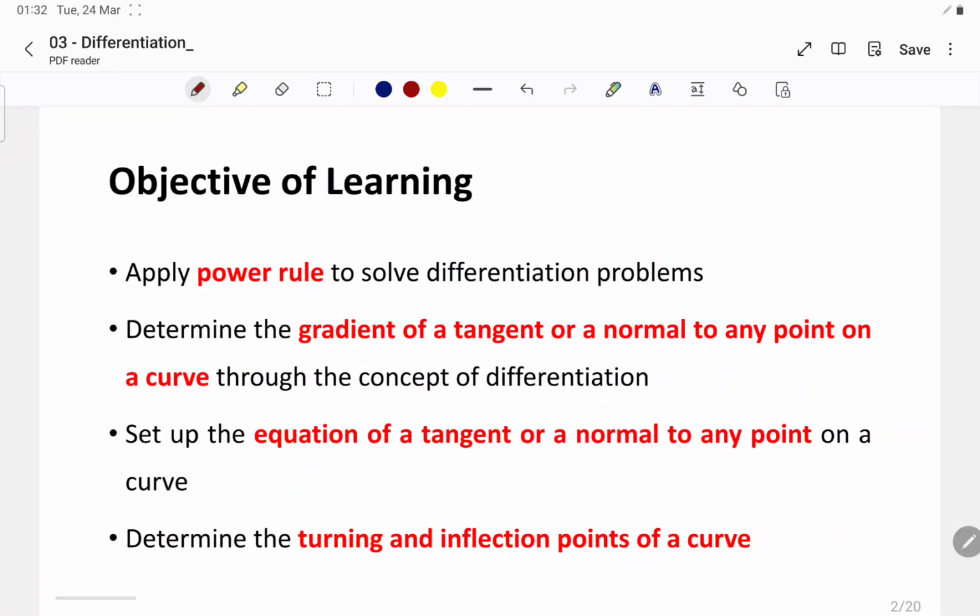For this topic, what you will learn is to apply the power rule to solve differentiation problems, determine the gradient of a tangent or a normal at any point on a curve through the concept of differentiation, set up the equation of a tangent or equation of a normal at any point on the curve, and determine the turning and inflection points of a curve.